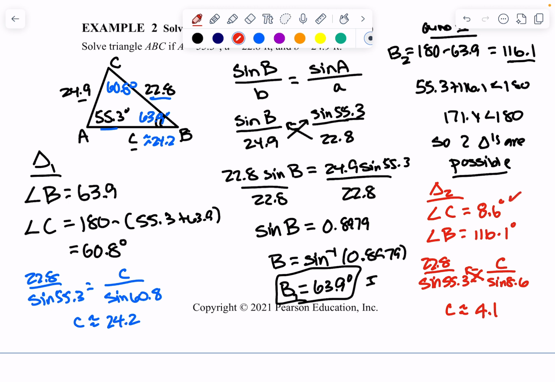So C is the smallest angle, opposite the shortest side. A is 22.8, opposite 55.3, and then B. Makes sense. Plus, we can also check that if we add 4.1 to 22.8, that gets us 26.9, which is greater than 24.9, so that does make it a triangle.